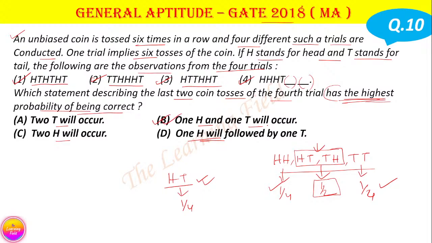1 head and 1 tail will occur. Since there is no ordering, whether head comes first or tail comes first, this is called the ordering. And here in the other option the ordering is given: first head, then tail. So this is the question, and this is the explanation for these 10 questions of the aptitude section of the GATE 2018 mathematics paper.